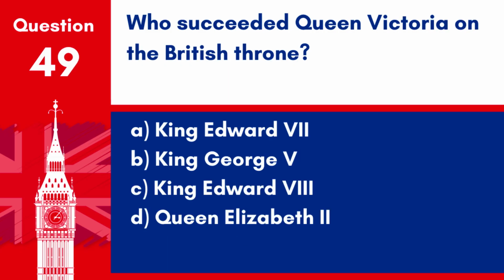Question 49. Who succeeded Queen Victoria on the British throne? A. King Edward VII. B. King George V. C. King Edward VIII. D. Queen Elizabeth II. Answer: A. King Edward VII. He succeeded Queen Victoria following her death in 1901.